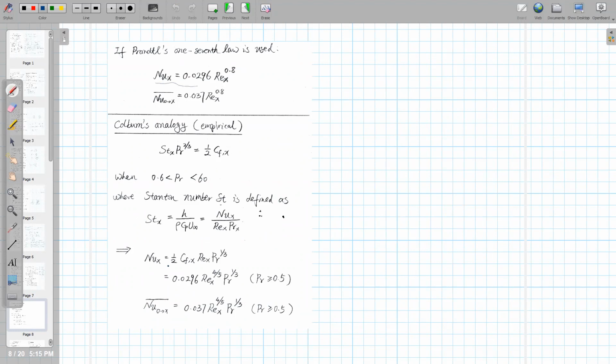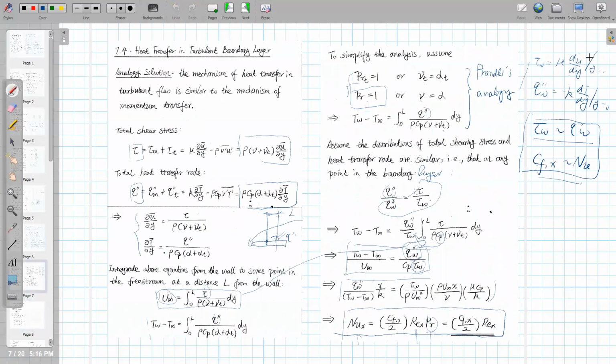for the turbulent boundary layer. Then you can take a mean, just do an integration on x between 0 and x. So this will be the result for the mean Nusselt number. This is a simple analogy, the so-called Prandtl's analogy. But you see that this analogy has some limitations, because we assume the Prandtl number equal to 1 for both the bulk Prandtl number and the turbulent Prandtl number.